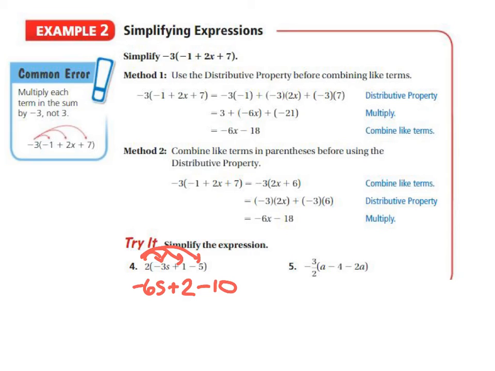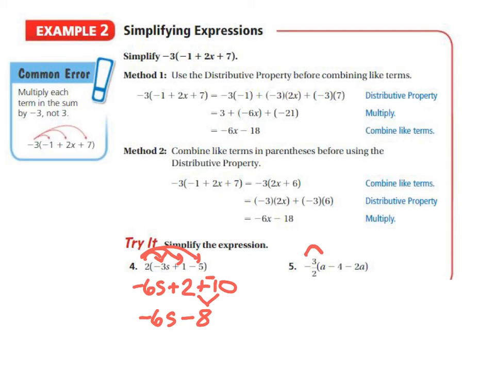Now we'll get to combining like terms in the next lesson, but you have probably done this before, so it's review. So we will change this to -6s, and 2 minus 10 is the same thing as 2 plus -10, which is a -8.